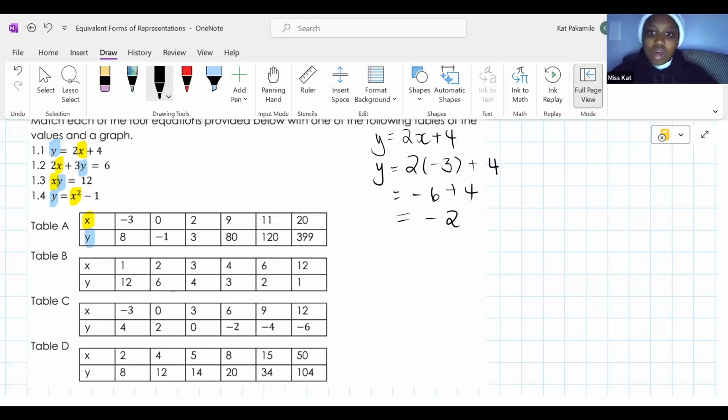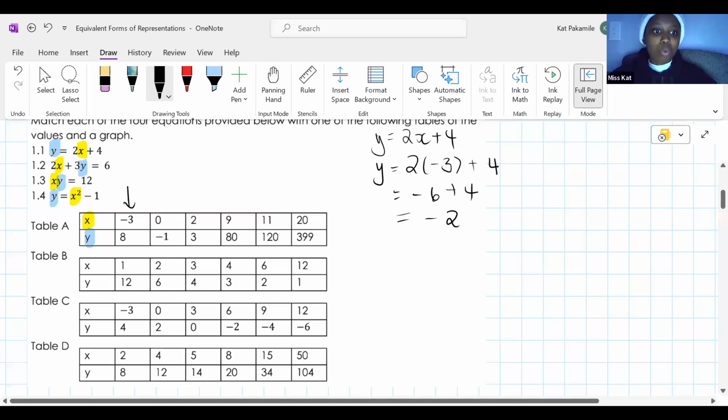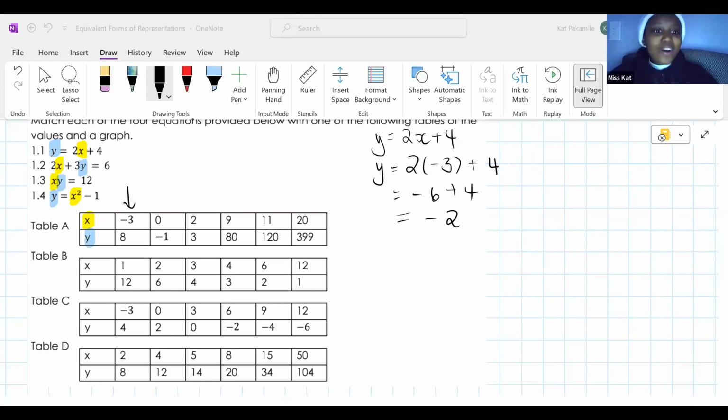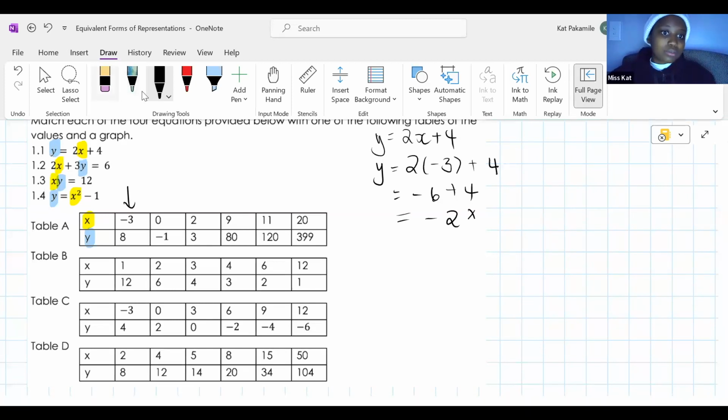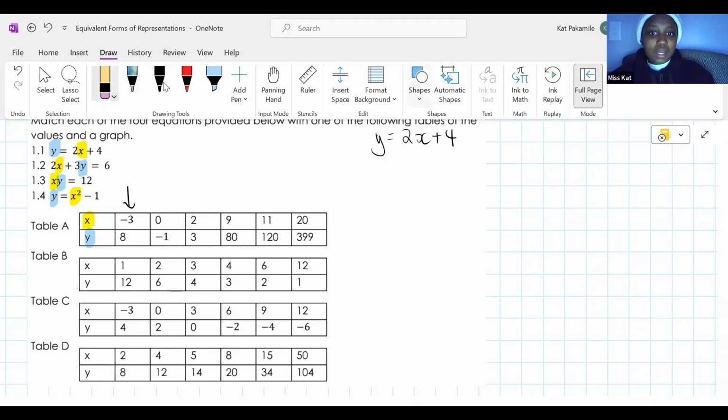Is -2 the output we are looking for when we substitute -3 for table 1? No, it's not the output we're looking for. So already we know that 1.1 is not table A. Let's move on and try it with table B.